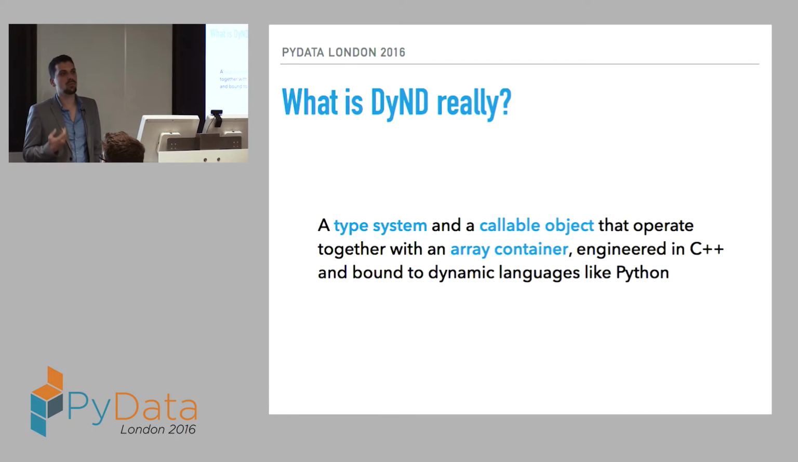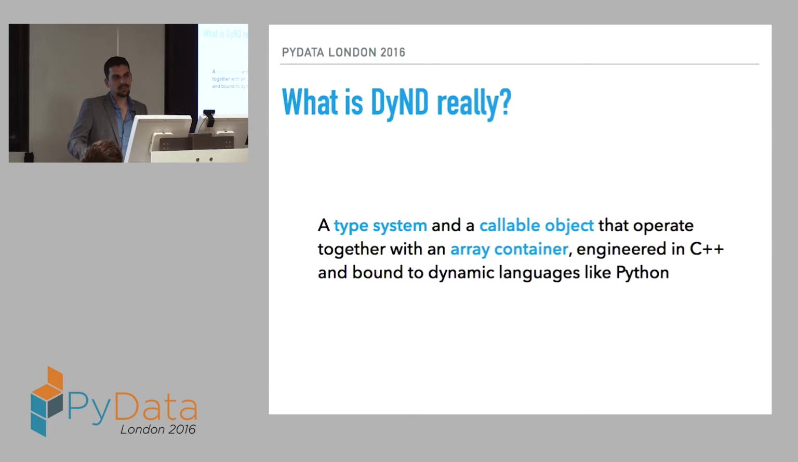So what is DyND really? DyND is really a collection of three things. It's a fully featured type system along with a callable, function-like object, together with an array container, engineered in C++ and bound to dynamic languages like Python. So we have type objects, we have a callable object, and we have an array container. And we've written these completely in C++, and then we want to bring them to other dynamic languages.